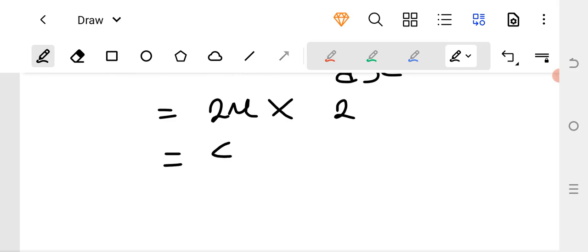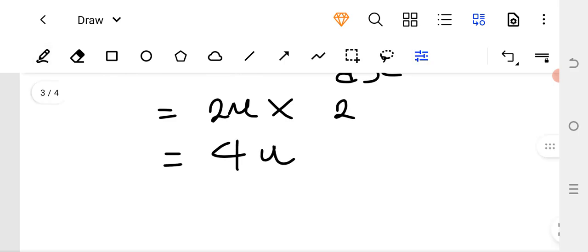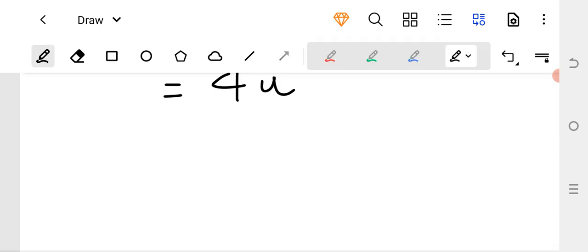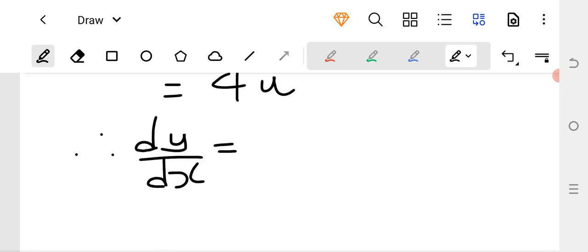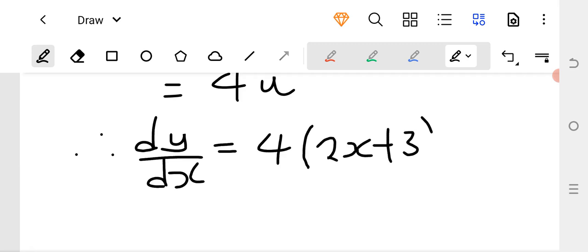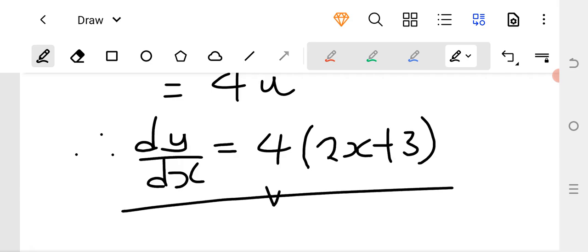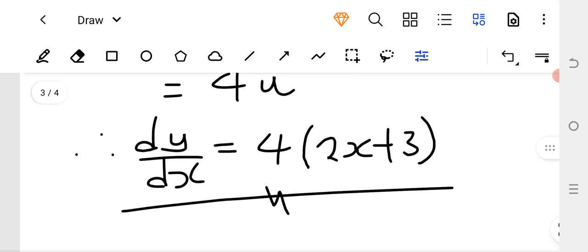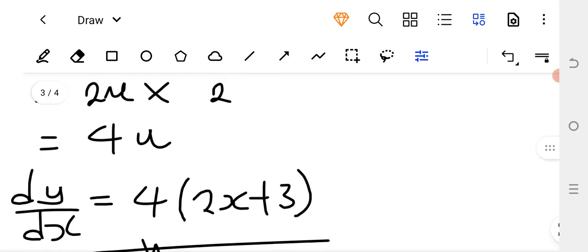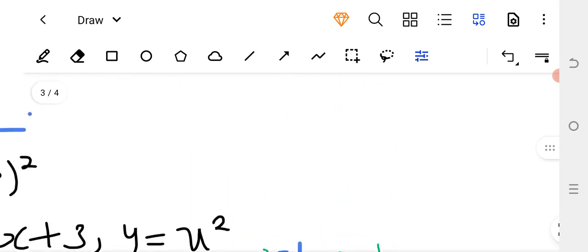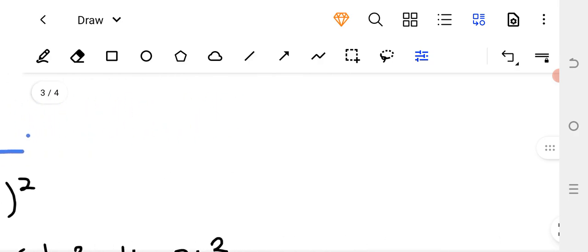2 times 2 is a 4u, and therefore you can just conclude by saying therefore dy/dx is equal to 4 times u, which, remember, is 2x plus 3. Don't forget about what your u was, and that would be a final answer for your dy/dx, 4 times (2x plus 3). And yeah, that's it for method 1.